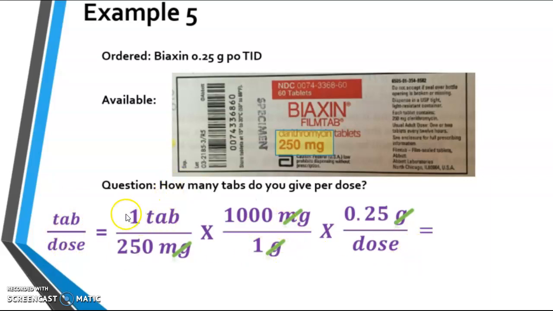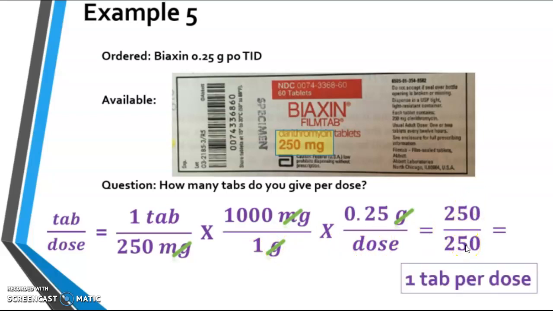Now let's multiply. 1 times 1,000 times 0.25 is going to give you a 250. On bottom, we have 250 times 1 times 1. It's going to give you 250. Now, when you do 250 divided by 250, you get 1, right? 1 tablet per dose. So again, go back to our desired answer and make sure that that desired answer is your unit here at the end. Okay, so 1 tablet per dose.